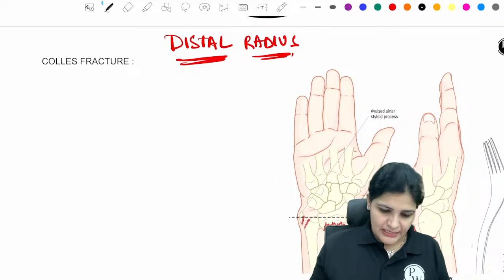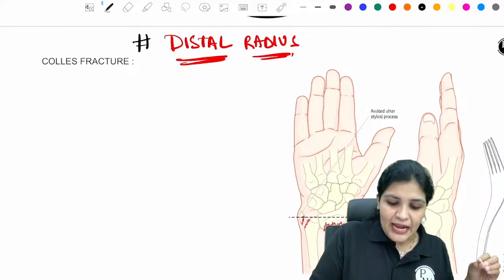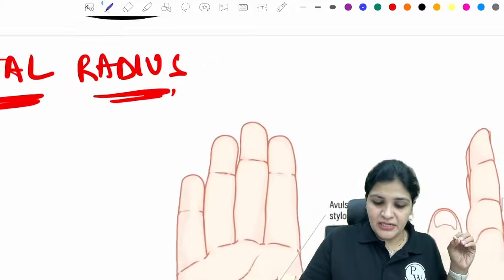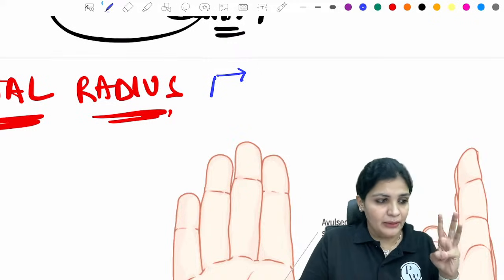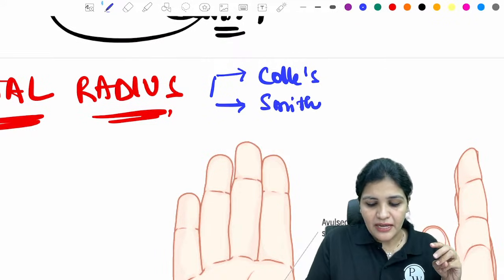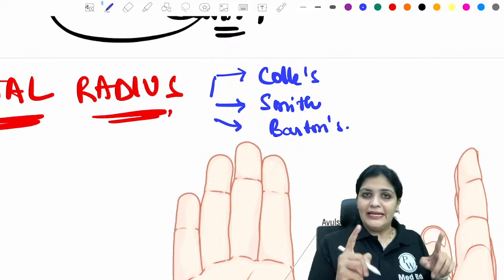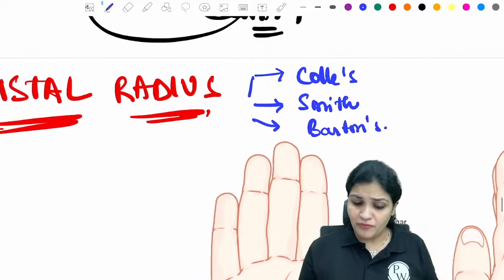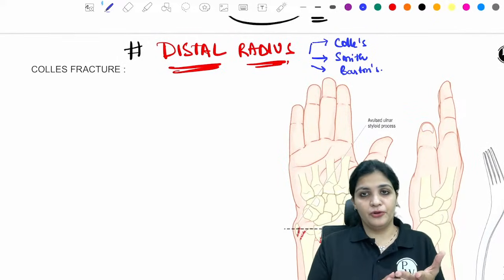Okay. Now we are going to deal with the fractures of the distal radius. Before telling you the various fractures, let me tell you their names. We are going to deal with three important fractures here. The first is the Colles fracture, the second is the Smith fracture, and the third is the Barton's fracture. So sit tight and listen to all these three fractures, which are very, very important for your theory, your practicals, and your NEET PG.